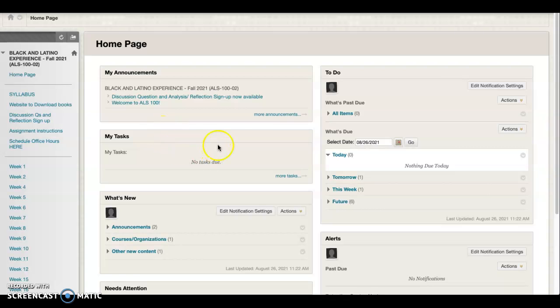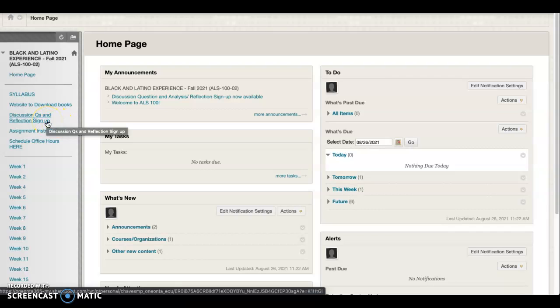Once you sign into Blackboard and you go to our class, this is where you will land and this is what it should look like. So our sign up, what I want you to do by this Friday, is here in this link. And the assignment instructions for the discussion question assignment that you actually have to do, based on the reading that you sign up for, are here. So I'm going to first go over the discussion questions sign up.